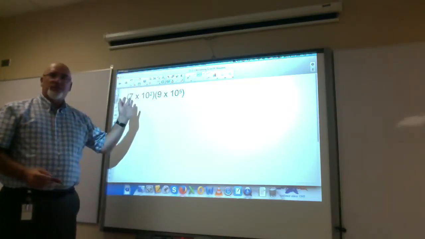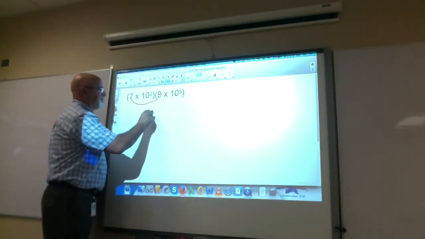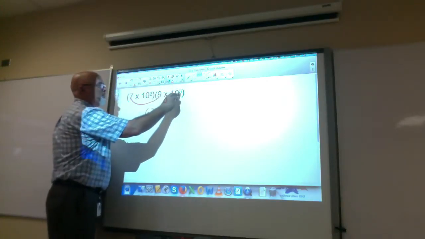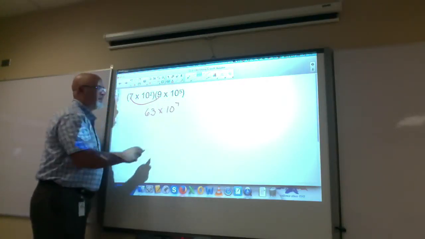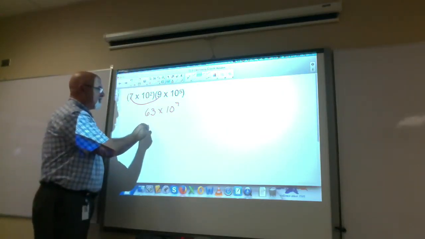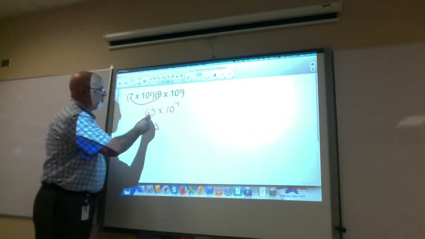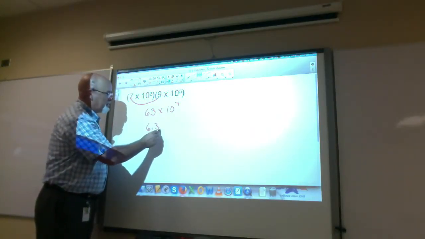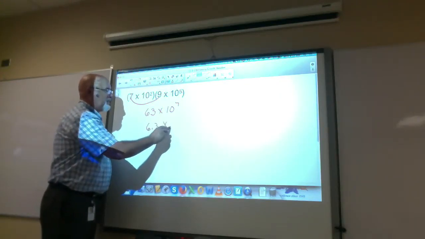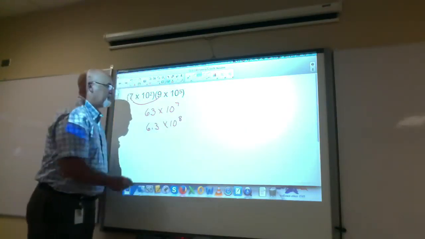Okay, this one we're going to go 7 times 9, which gives us 63, times 10 to the 2 plus 5 makes 7. The 63 is not in scientific notation, so we have to change it to a 6.3. We moved the decimal one place to the right to get it back up here to 63. So that will be 10 to the 7 plus 1 gives us 8.